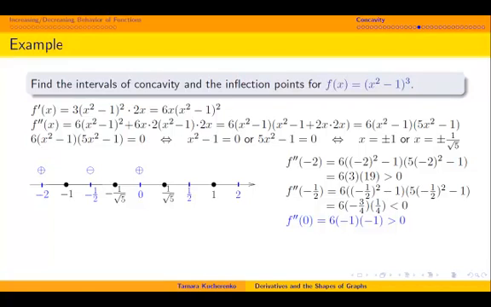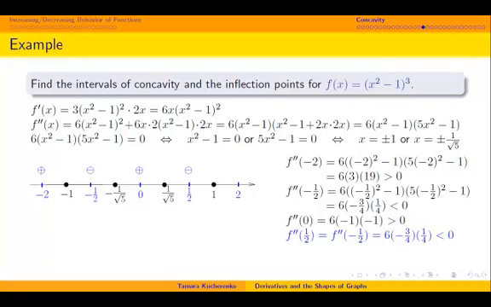The next test point is 1/2. We notice that the formula for the second derivative, highlighted in blue, includes only x squared, so it is an even function, and f double prime of 1/2 equals f double prime of -1/2, which we have computed earlier. It equals 6 times -3/4 times 1/4. This value is negative. Therefore, the second derivative is negative on the interval from 1 over square root of 5 to 1. We put a minus sign above the interval.